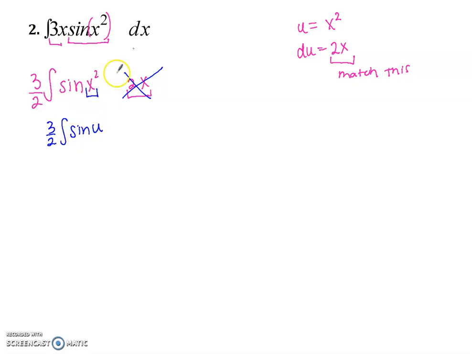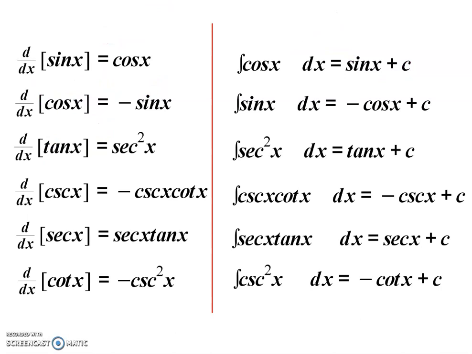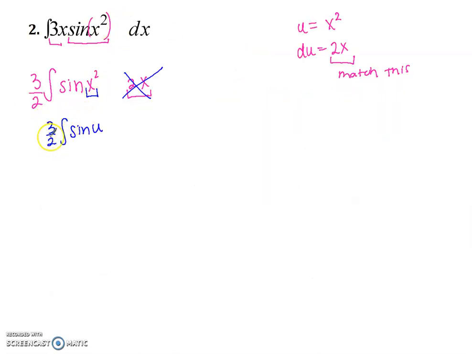So once you've gotten it to this part, you're just going to go to your integral sheet. You're going to look for the integral with sine in it. It's going to turn into negative cosine. So since we have a coefficient out in front here, it's going to turn into negative 3/2 cosine of u plus c. And then we're just going to put our x squared back in.